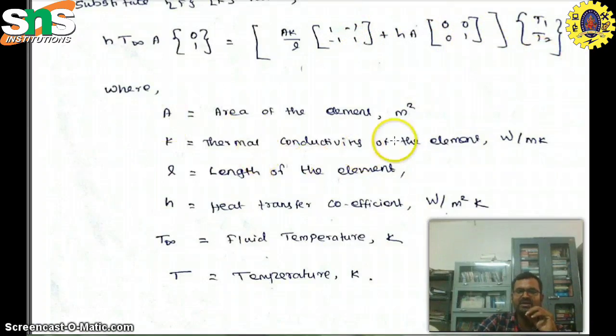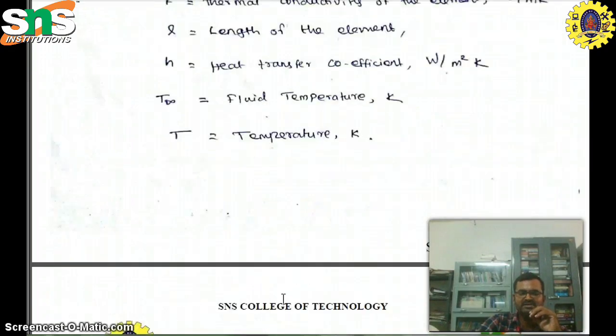A is the area of the element, in units of meter square or mm square. K is the thermal conductivity of the element, in watt per meter Kelvin, and L is the length of the element. H is the heat transfer coefficient, in watt per meter square Kelvin, and T infinity is the fluid temperature, which may be given in degree Celsius or Kelvin. T is the temperature, which may also be given in degree Celsius or Kelvin.